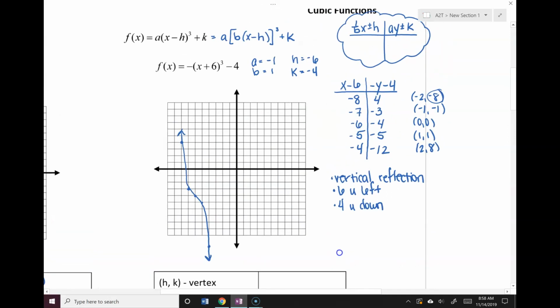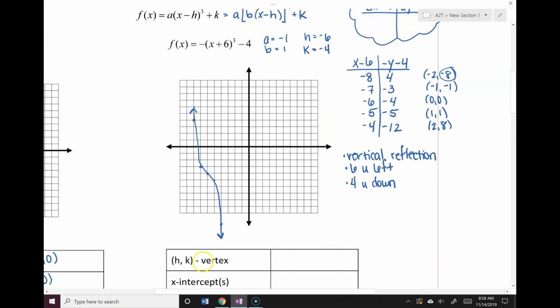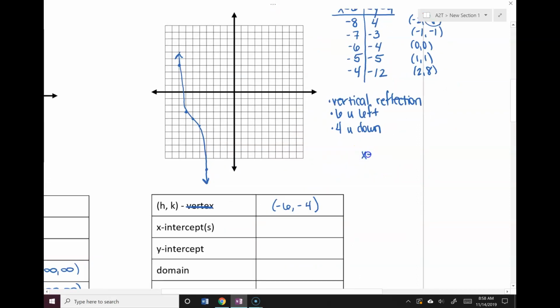Okay, our HK is not a vertex. No, it is just HK. Our starting point, our central location is -6, -4. There is an x-intercept, and we need to solve for it. All right, let's do it.